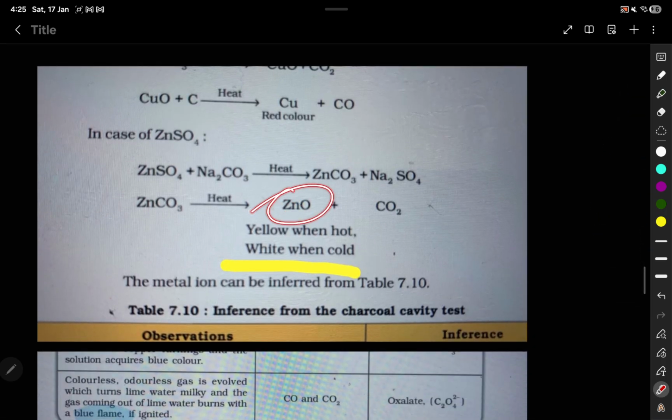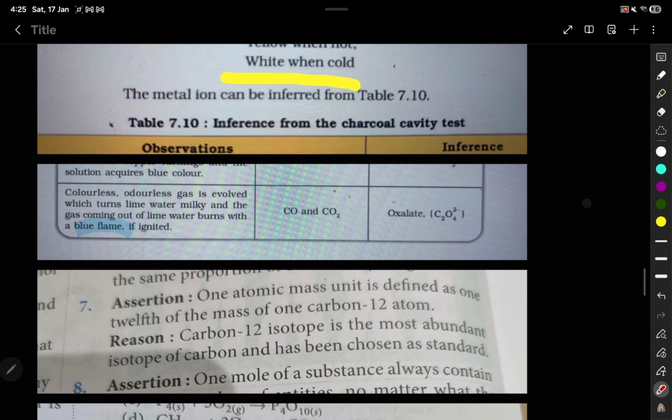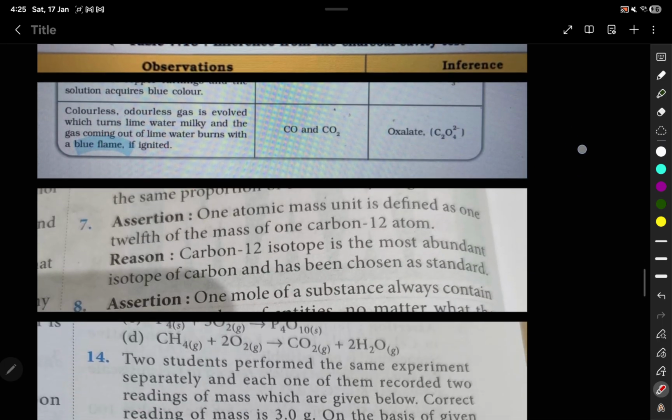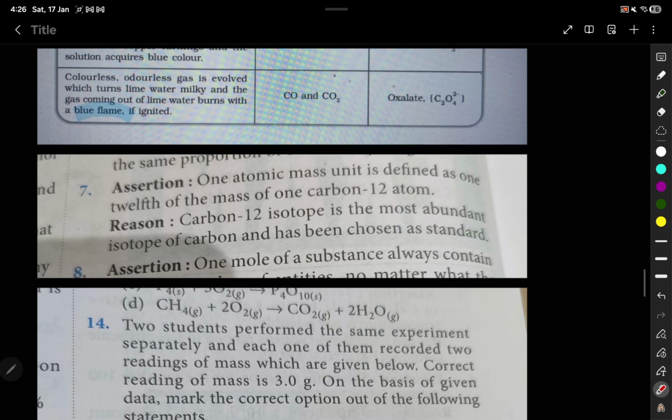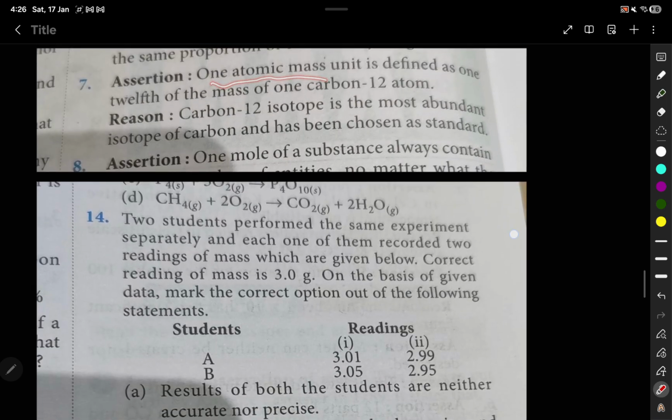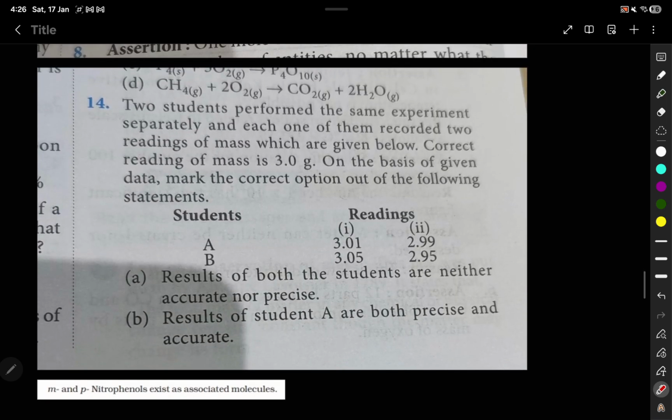Next, you have ZnO. ZnO is yellow when hot and white when cold. Okay, this one is fine, right? I think it's because of H2. H2 burns with a blue flame. Or is it H2? I'm not sure. Because the gas coming out of lime water burns with a blue flame. Yeah, check this once, but I'm pretty sure it's that. One atomic mass, okay, that's not something that we need.